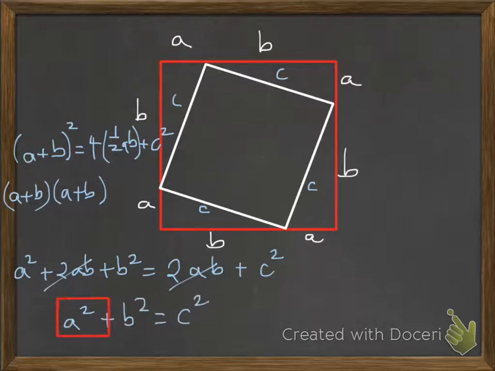Thus, the case of the Pythagorean theorem. And that's how you get the Pythagorean theorem. And that's, again, a mathematical proof to prove that it actually works. Okay?